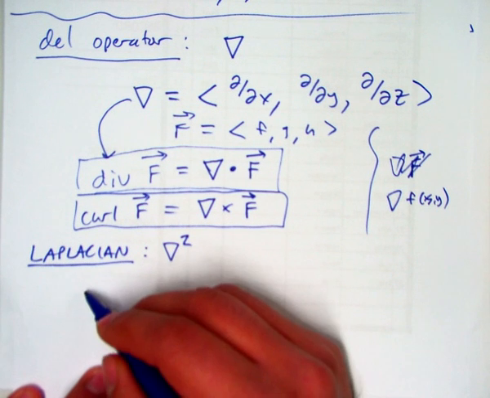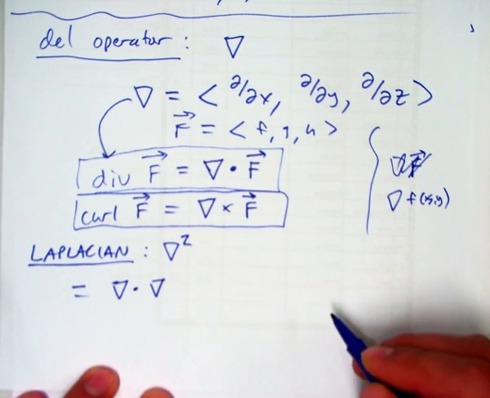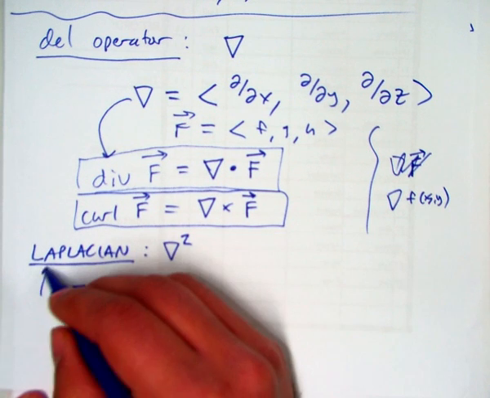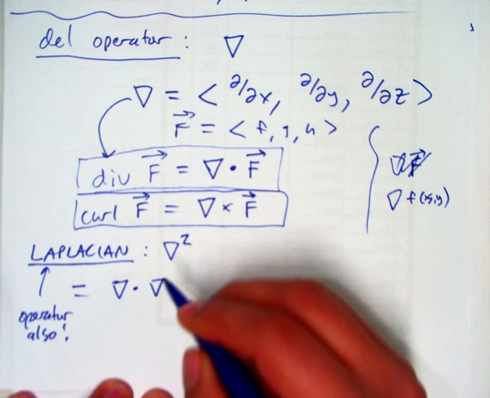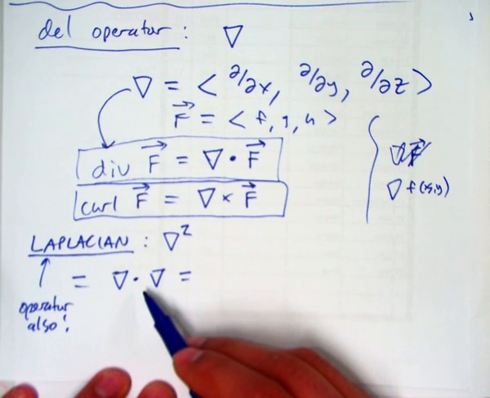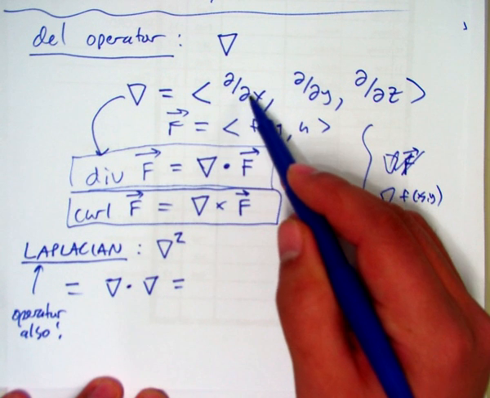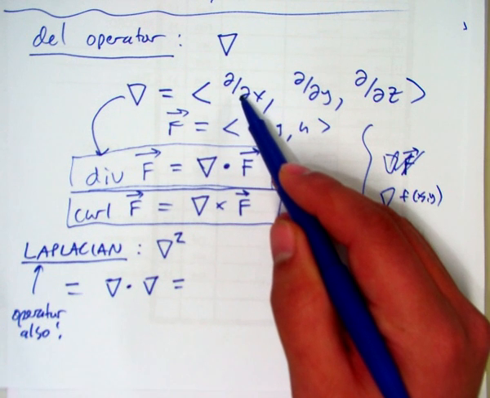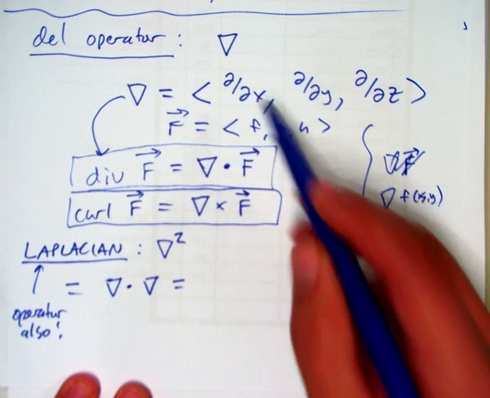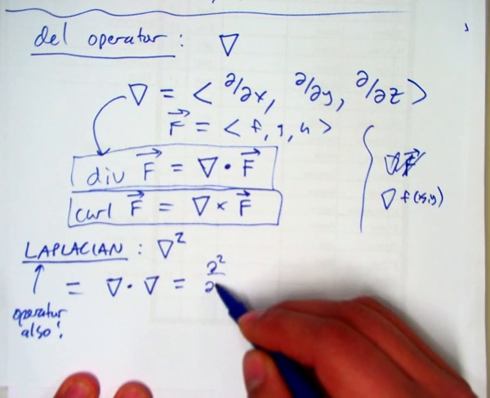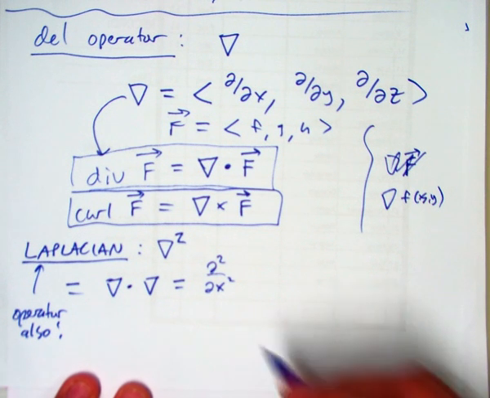Which is the dot product of del with itself. So this is another operator. And the way you would take the dot product of del with itself is to just take this and apply it again. Does that make sense? So what would it turn into? Partial squared over partial x squared. So what it means is to take the partial derivative with respect to x twice. That's all that ends up being. Double derivative. Mm-hmm.